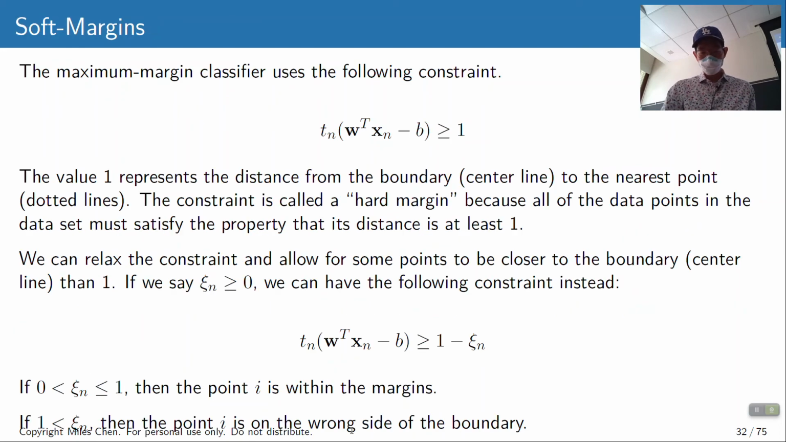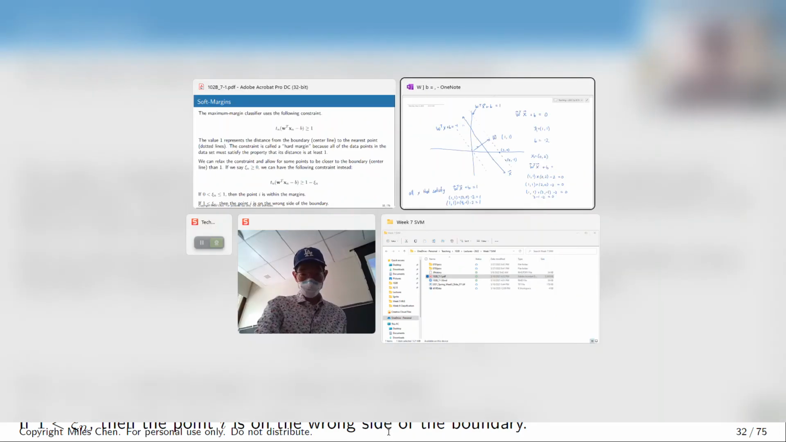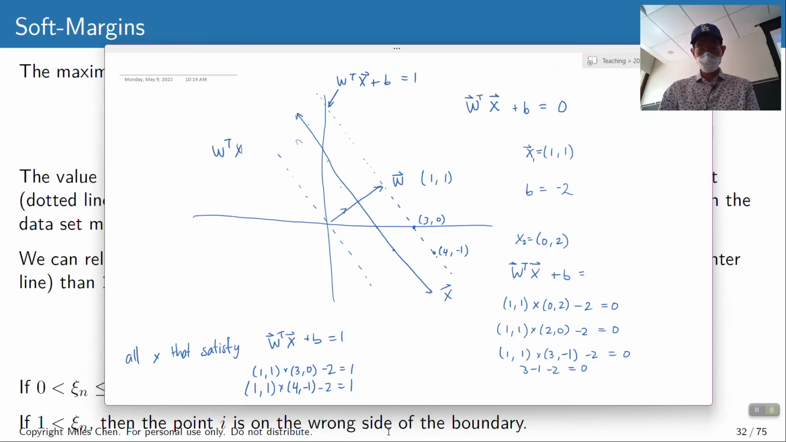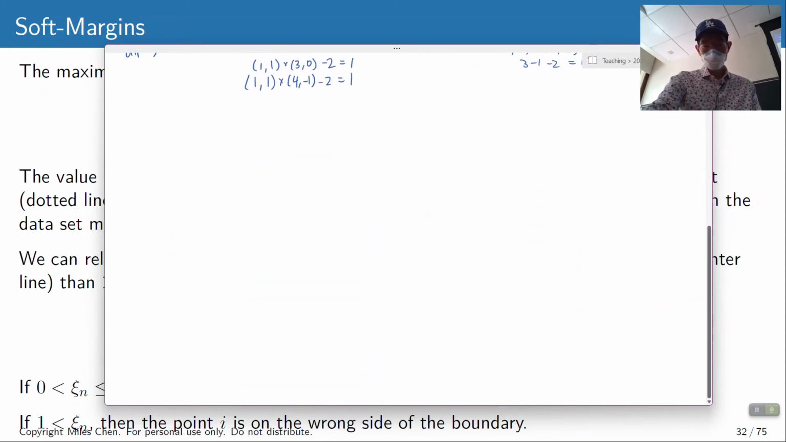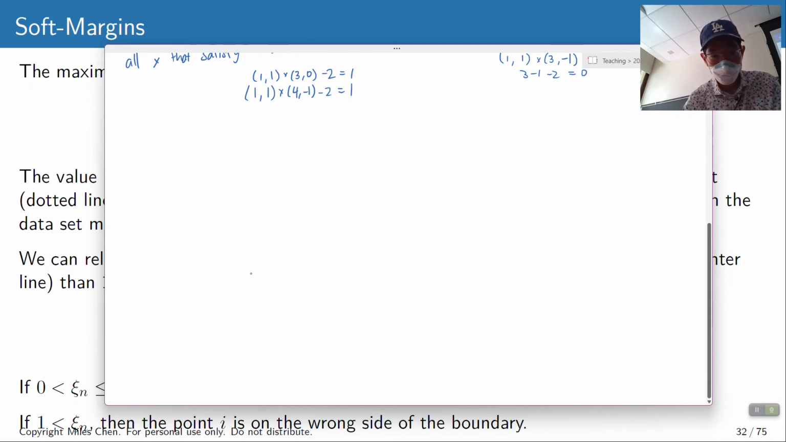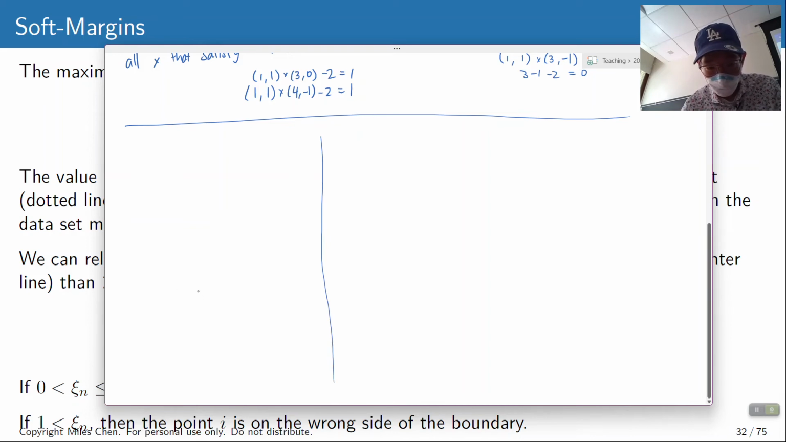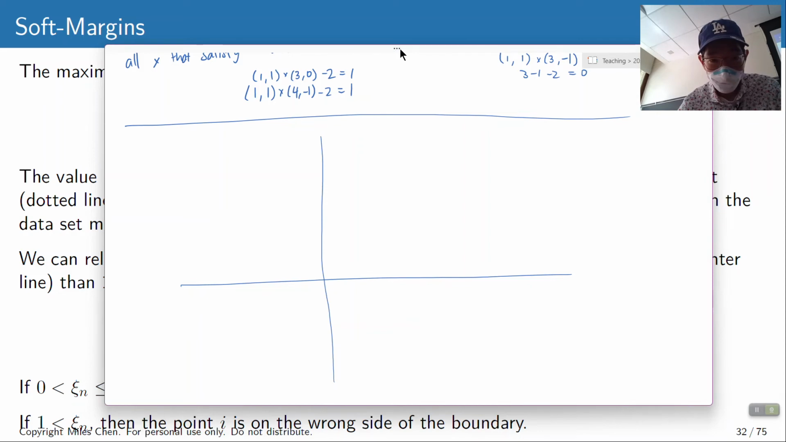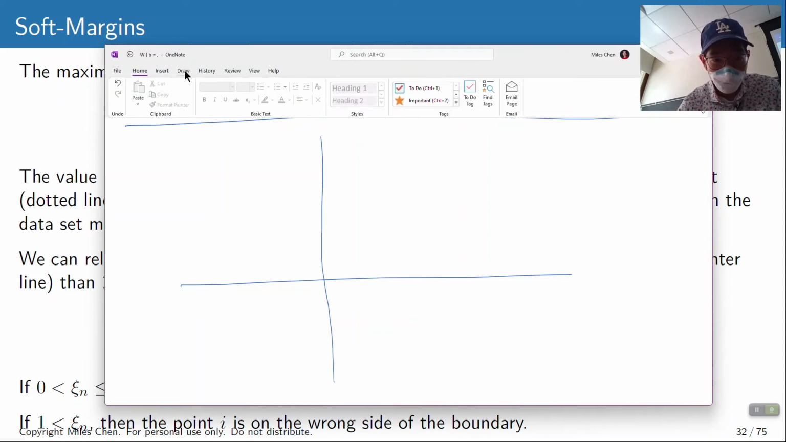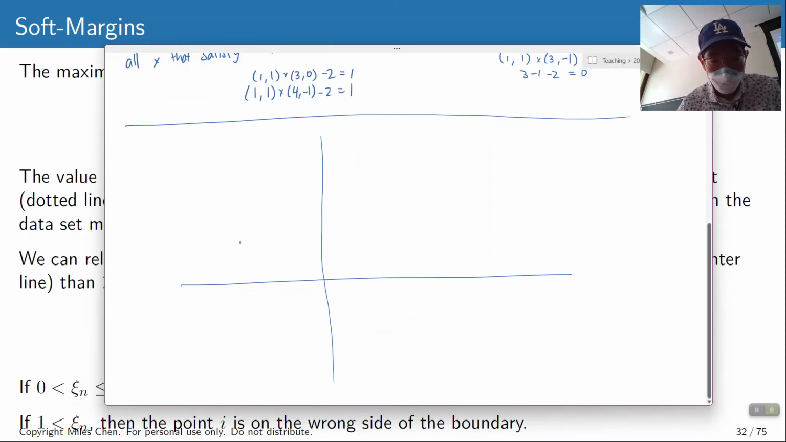All right, and so the idea here, where did my thing go? Okay. So if I have, okay, let's have some red points here.